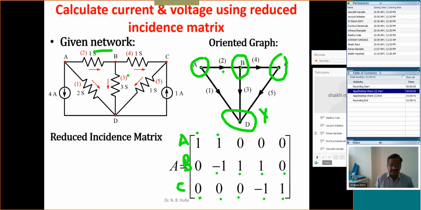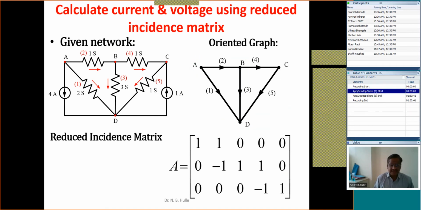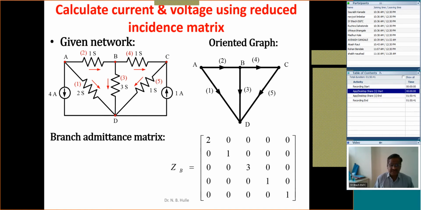This is the given figure. For this given figure, we have prepared the oriented graph. For this oriented graph, we have prepared this reduced incidence matrix. I guess anyone should not have difficulty about this calculation, up to this calculation. Is it right? Because this is the general procedure I have discussed deeply and clearly in the previous lectures. Now I will proceed further.